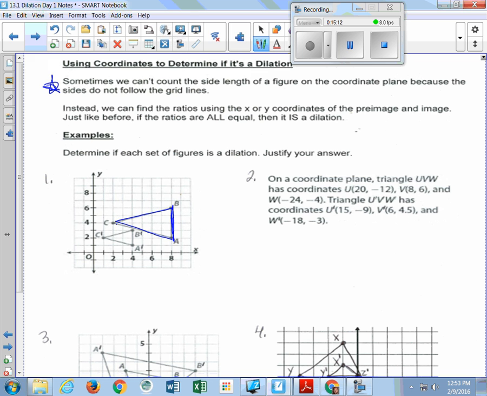Count that side because it goes up and down. It's vertical with it. But you can't count the other two. But what you can do is use the coordinates. So you're going to set the coordinates of the new over the coordinates of the old. So let's look at this first one.